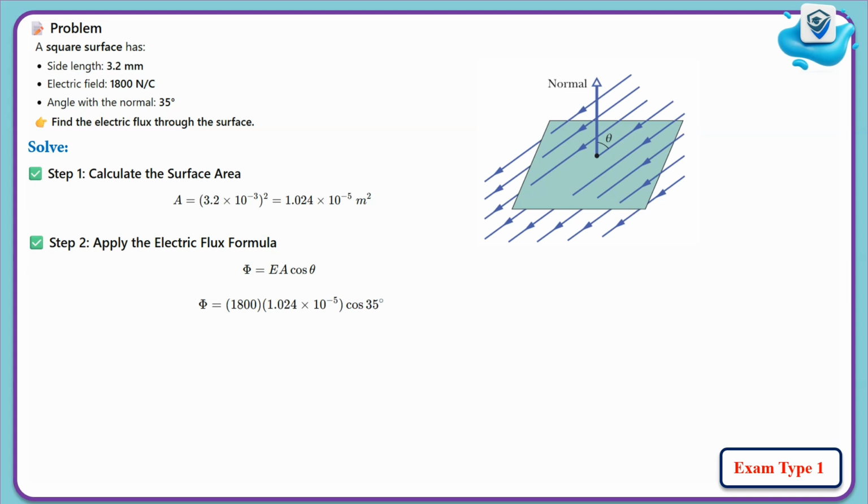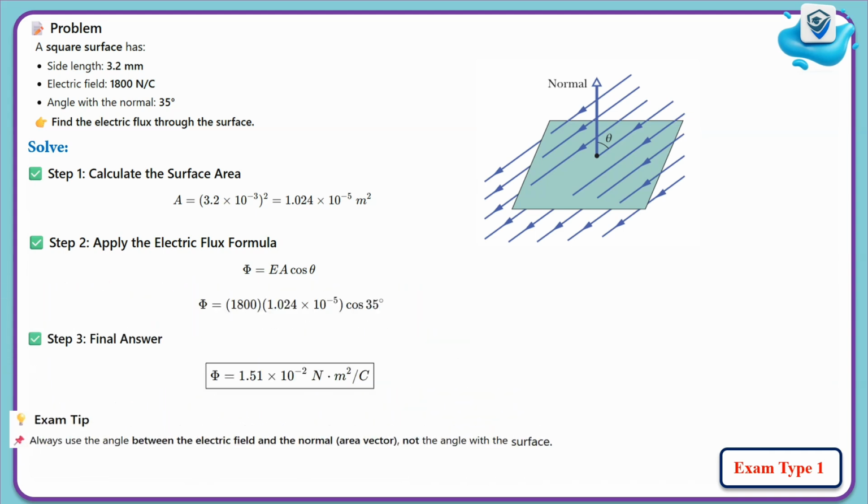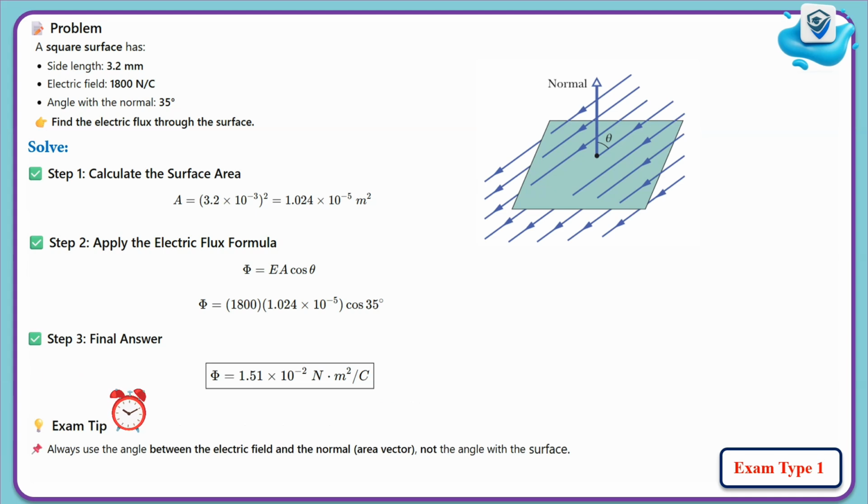Step 3. Finally, evaluate the expression. The electric flux is approximately 1.51 times 10 to the power of minus 2 newton meter squared per coulomb. One important exam tip before we move on. Always make sure that theta is the angle between the electric field and the normal vector. If the problem gives the angle with the surface instead, you must convert it before using the formula.